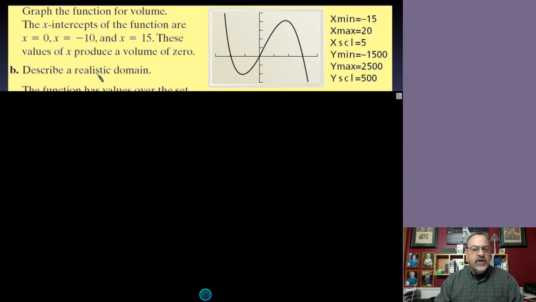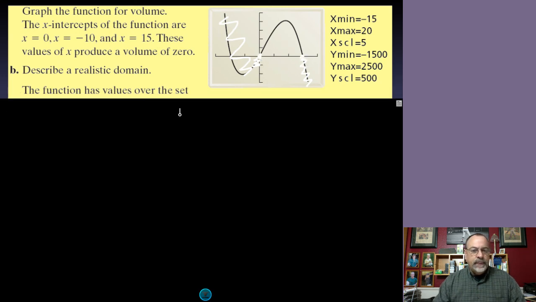When it says here to describe a realistic domain, that's what we just talked about. What numbers make sense in the context of what we're talking about? Negative dimensions don't make any sense, so we can ignore the negative x value. And negative volumes don't make sense, so we can ignore the negative volumes. So we're really only going to be looking right in between these two zeros here, this 0 at 0, 0, and this 0 at 15, 0.